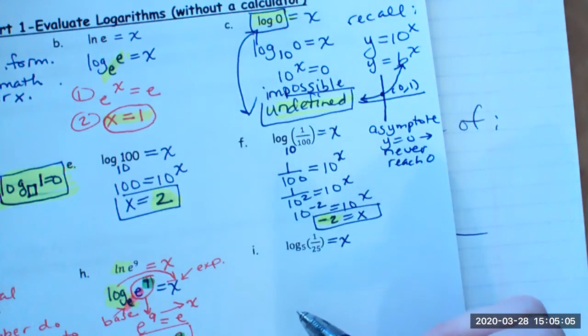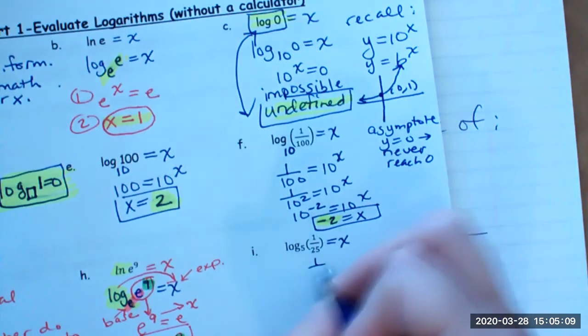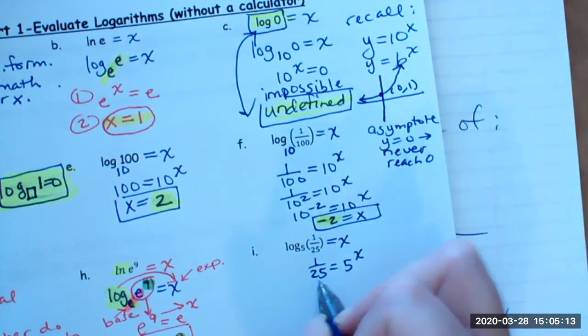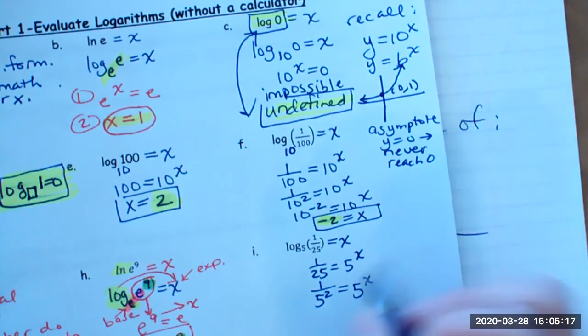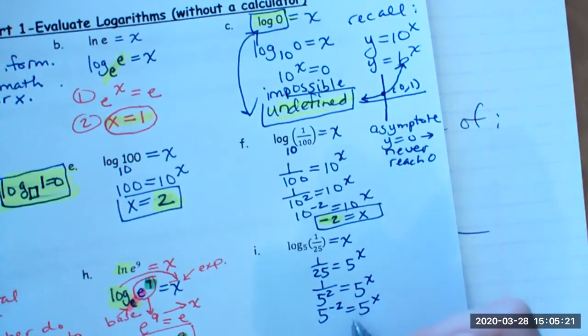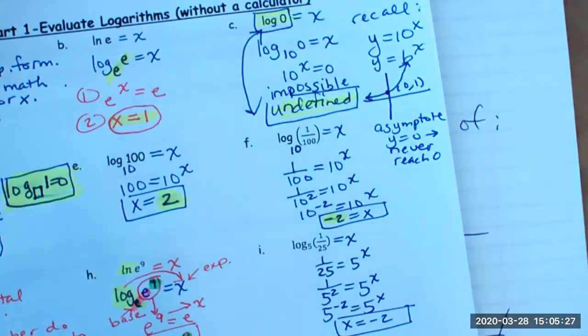Many of you already know the answer. So I'll write 1/25 equals 5 to the x. So this is 1/5 squared equals 5 to the x. So I'll rewrite this as 5 to the -2 equals 5 to the x. So as many of you already came up with, the answer is -2. Okay.